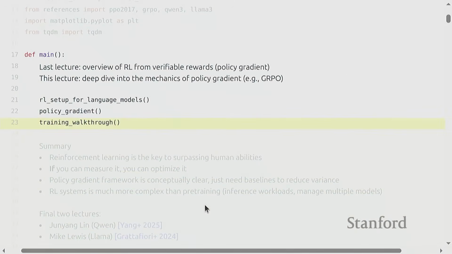Okay, so maybe just to wrap up here. Reinforcement learning, just popping back up, I think it's really exciting because it's the key to making models that actually surpass human abilities in some sense, because label data is only going to get you as far as mimicking the behavior that's presented in the label data. If you can measure it, you can optimize it. If you have a reward, there's optimization, as we've seen even with the sorting examples.